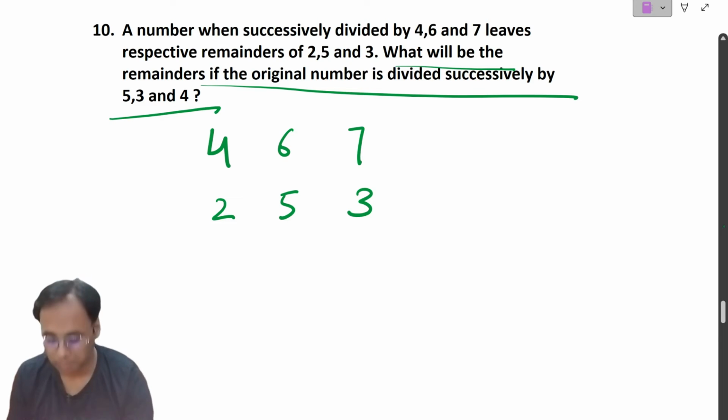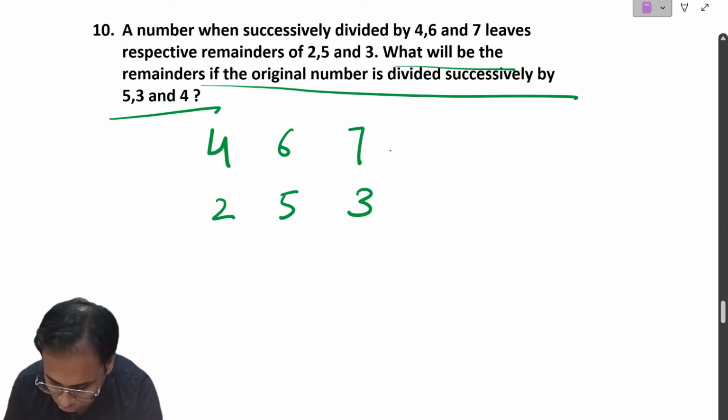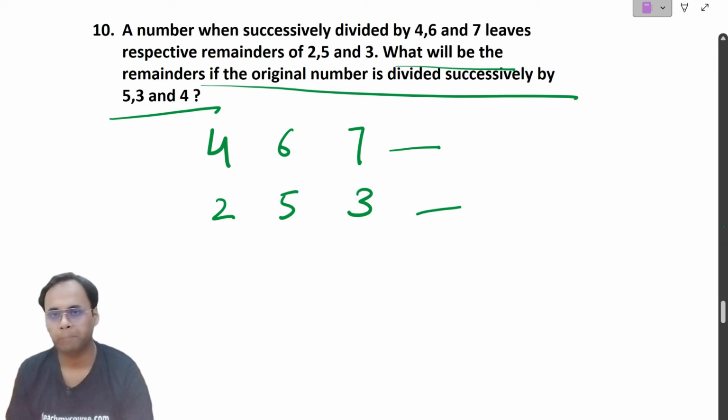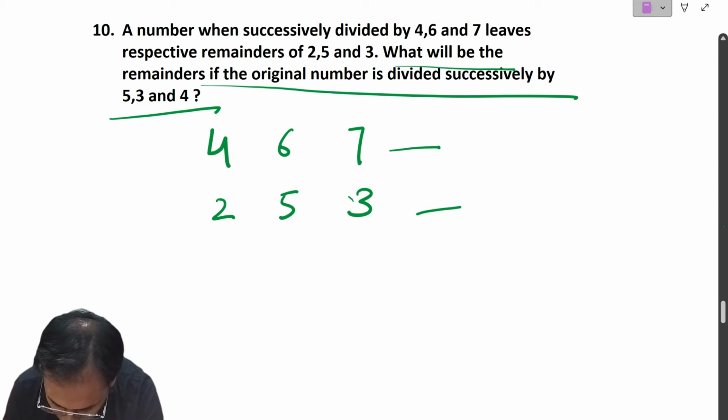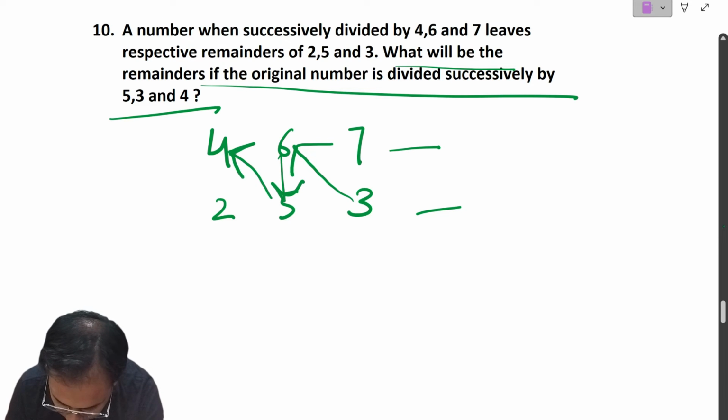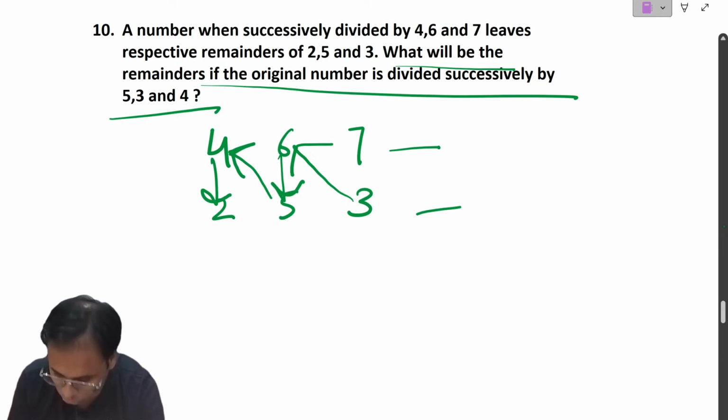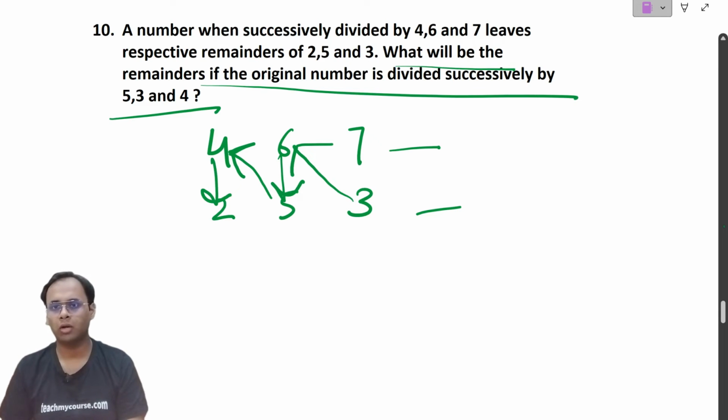So all this we are doing is to find out the original number. How to find the original number? Write down the divisors over here and the remainders over here. Now we draw the arrow like this. The slanting arrow, which is the diagonal arrow, means we are going to multiply the values, and the downward arrow means we are going to add the values.